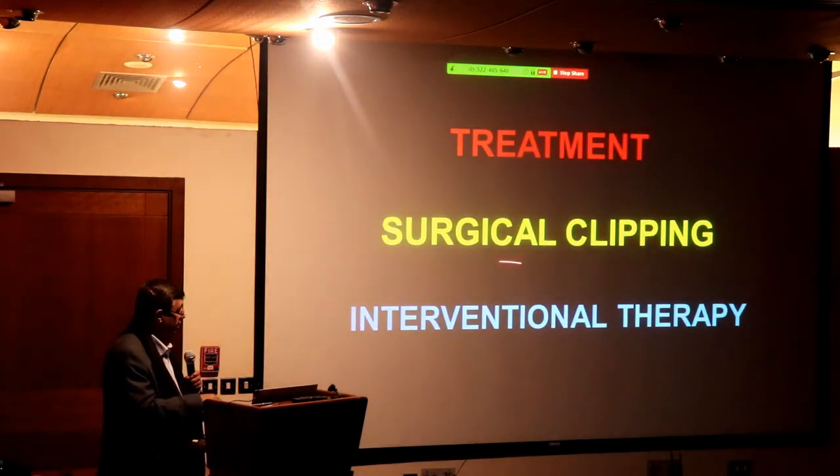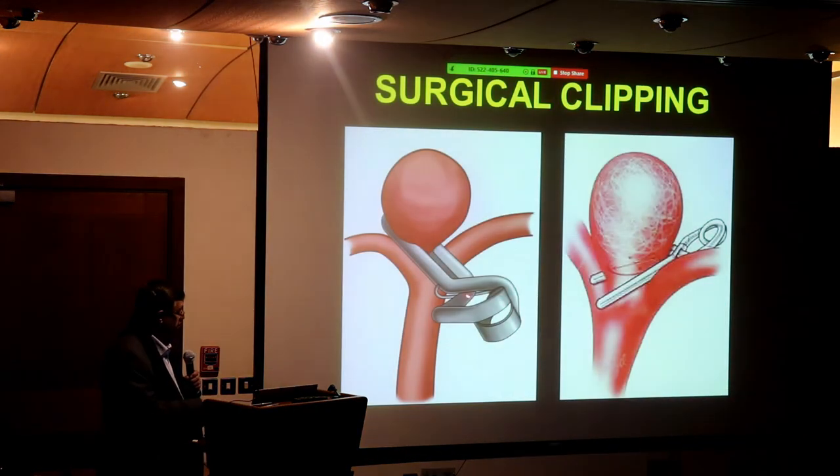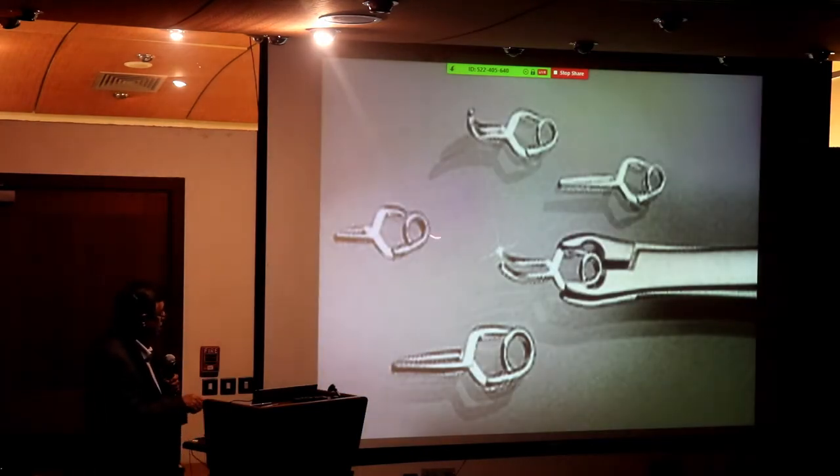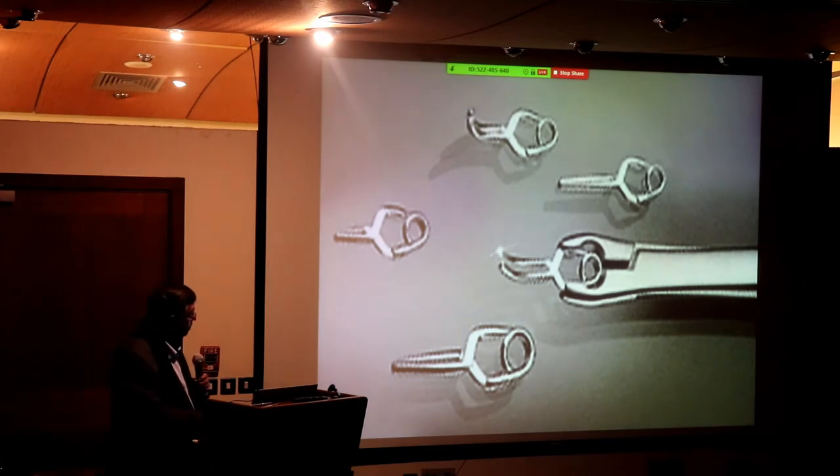Treatment is either surgical clipping, as you have seen, or interventional therapy. So this is the surgical clipping. It's about placing this clip on the neck of the aneurysm so that the blood will not go to the aneurysm and it will not rupture. Or you can treat it otherwise. These are the kinds of clips. There are temporary clips, permanent clips, different sizes, shapes, angles.